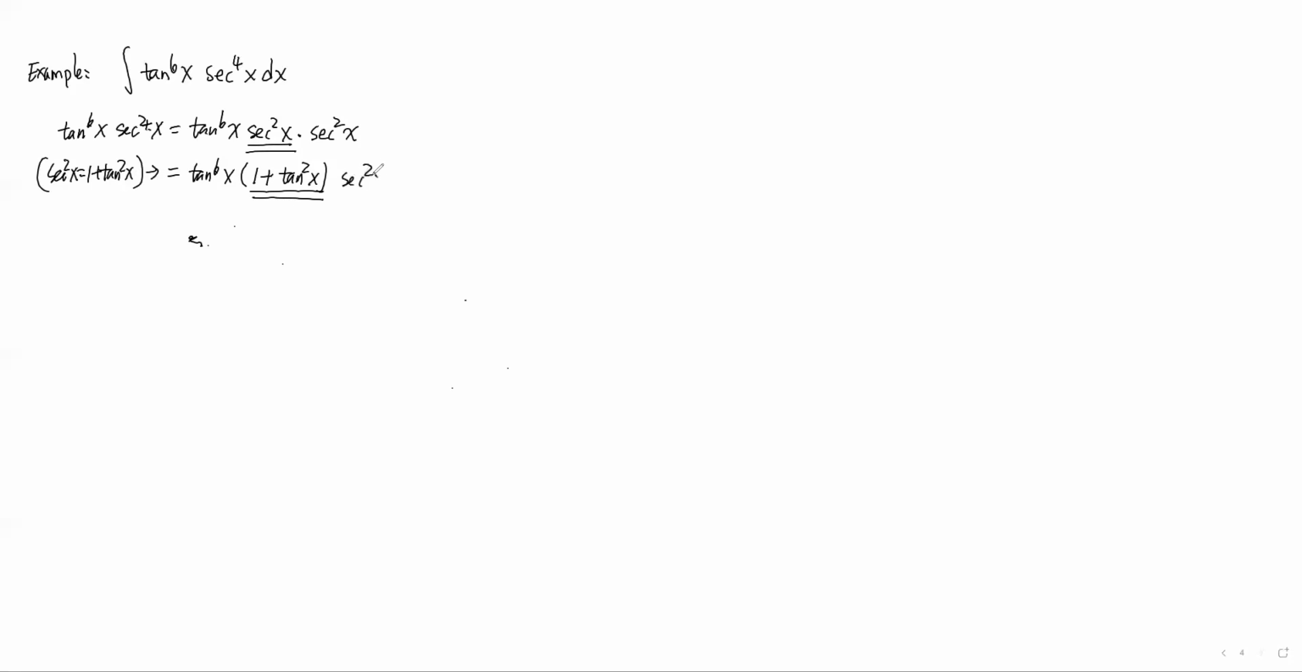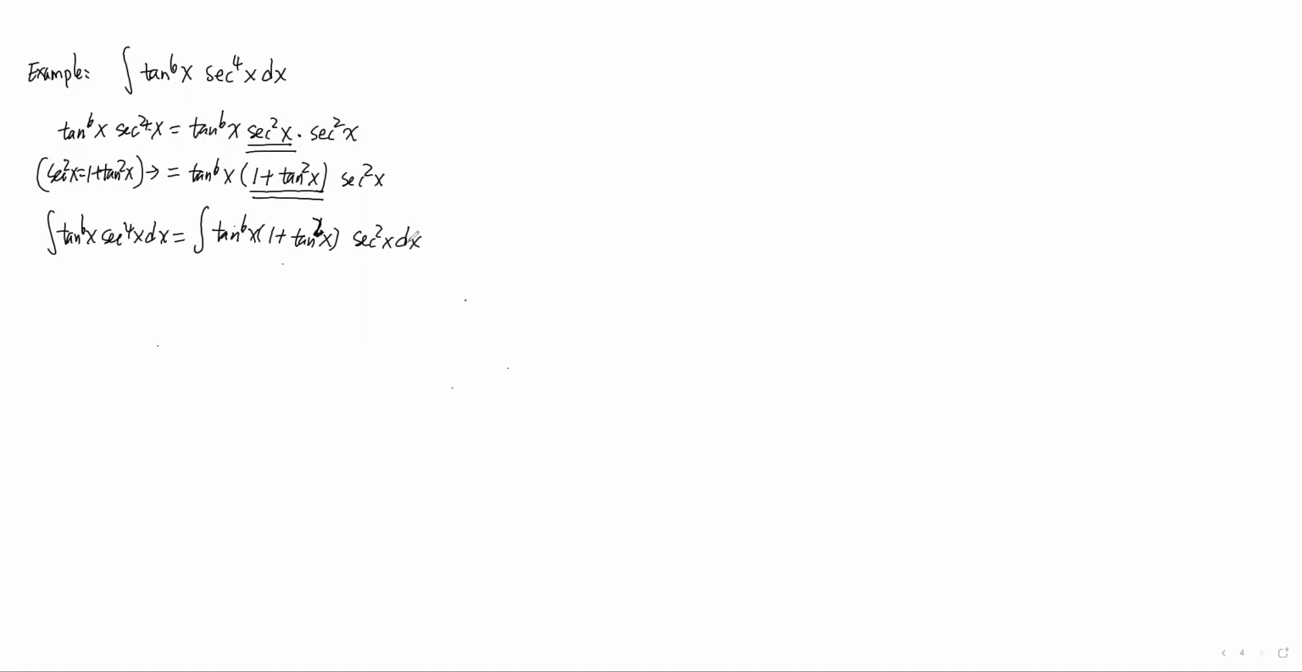So this is tangent x. After we do this, how do we compute? This is tangent power 2 x, secant power 4 dx. This is tangent power 2 x, (1 plus tangent power 2 x), and we have secant x dx. So how do we continue?